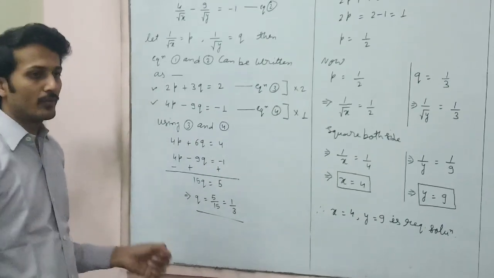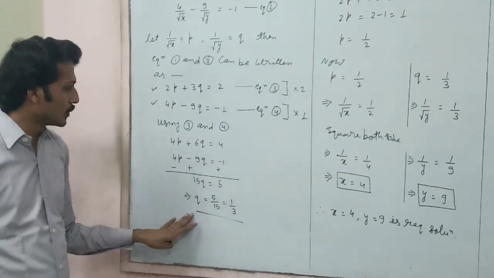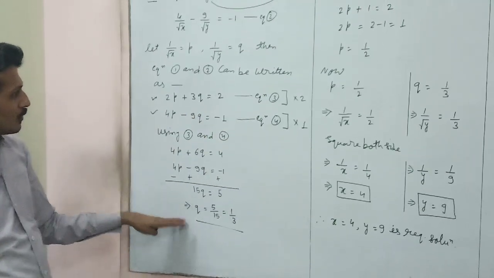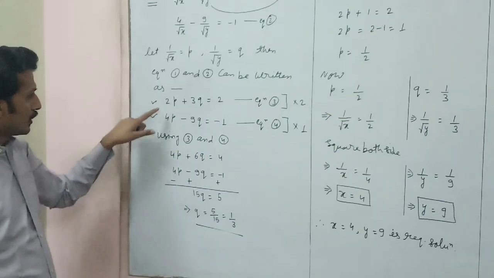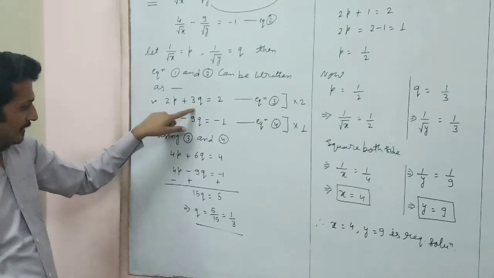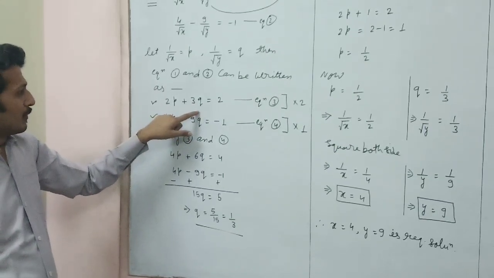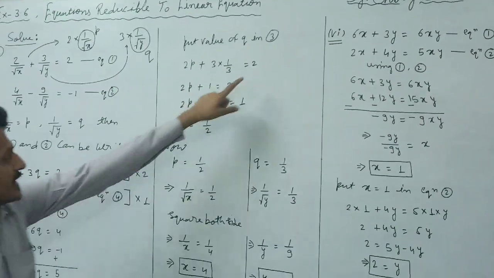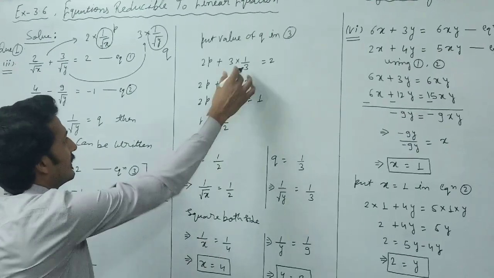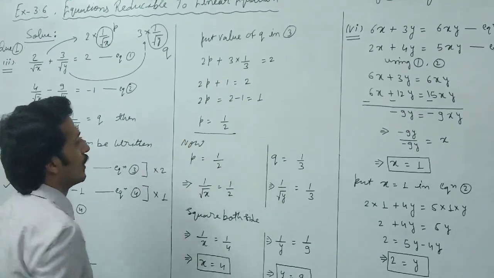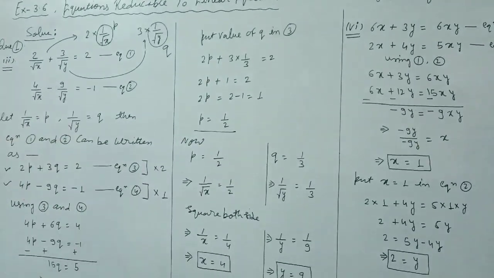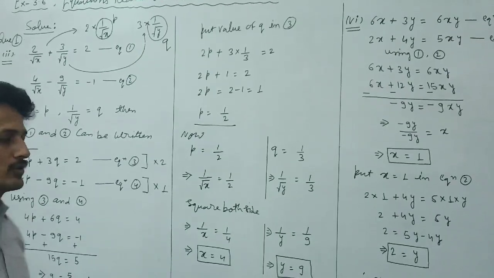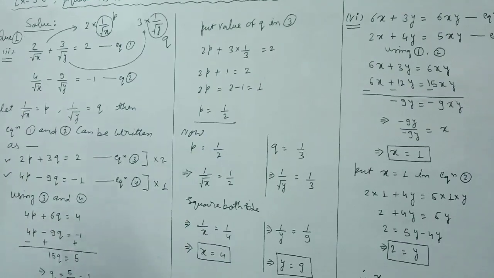Now to get the value of p, we put the value of q in either equation 3 or 4. I am putting the value of q in equation 3. So 2p remains the same and the value of q is 1 upon 3: 2p plus 3 into 1 upon 3 equals 2. By solving this, we get p equals 1 upon 2. So we have the values of the new variables p and q. Using these values, we can get the values of the original variables.